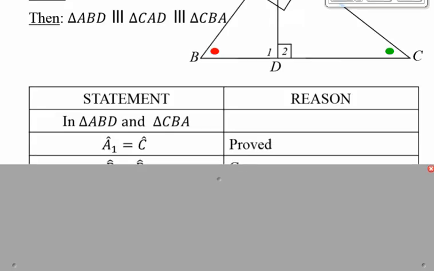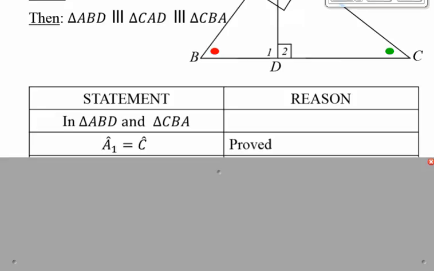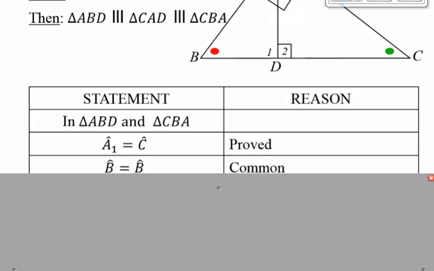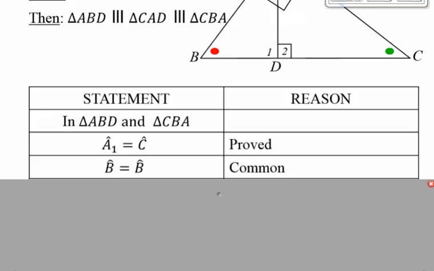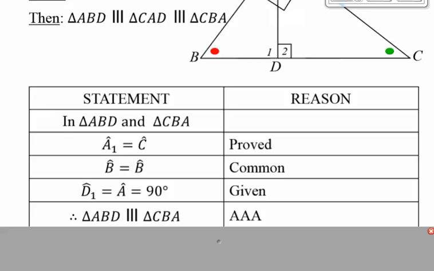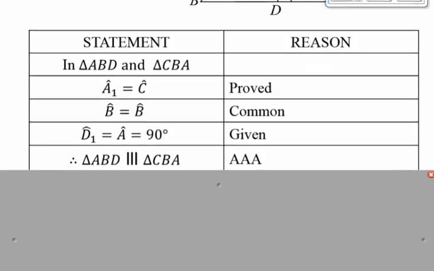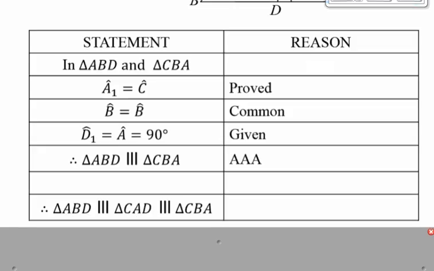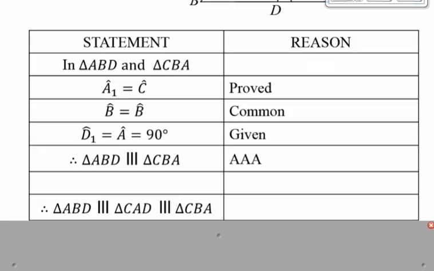Now in those triangles we know that A1 is equal to angle C, which remember we proved right at the beginning. We know that angle B is common to both of those triangles, and we know that D1 is equal to angle A, which is equal to 90 degrees. That's by virtue of the fact that it's a right-angled triangle, and we know that D1 and D2 are both right angles. Again, we've got our three angles. We have now proven that our triangles are similar. Don't forget your reason, angle, angle, angle. So my final conclusion is that all three sets of triangles are in fact similar.